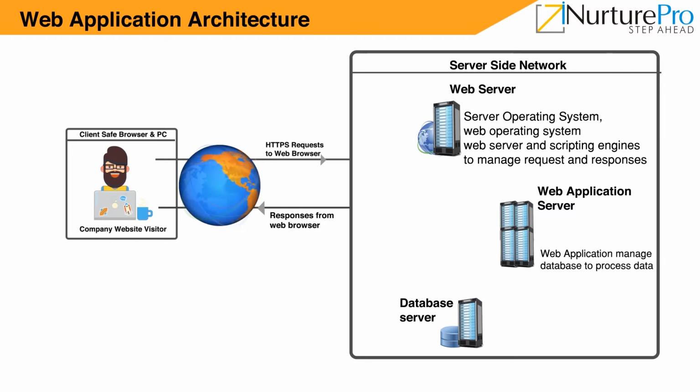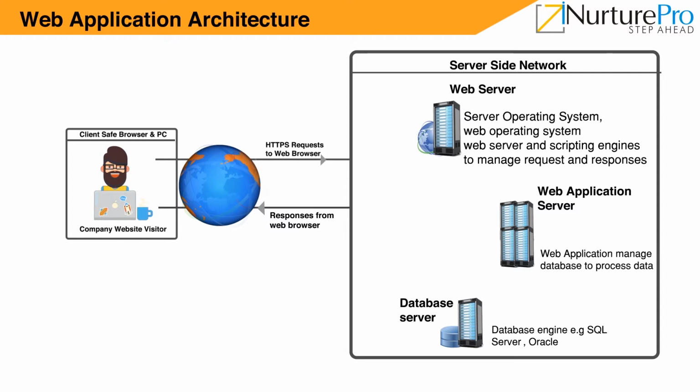The image on the screen shows the architecture of a web application. As seen in the image, a user sends a request for a web page from the browser at the client system. The request, in the form of HTTP or HTTPS, is sent to the web server. The web server contains the server operating system and a scripting engine to receive and process requests and responses. The web application server works with the web server, processes the user request, and manages the database at the backend. The requested web page is then delivered to the user.